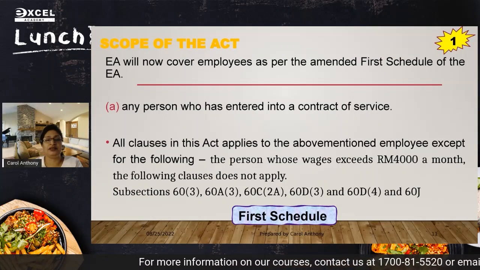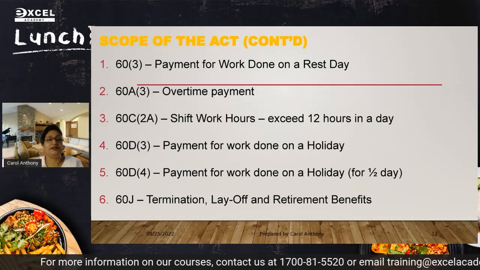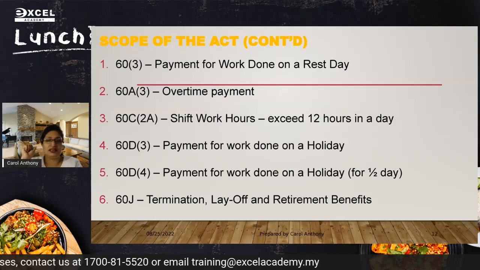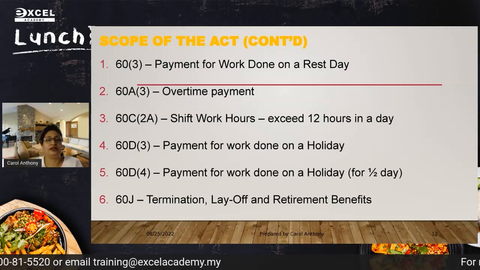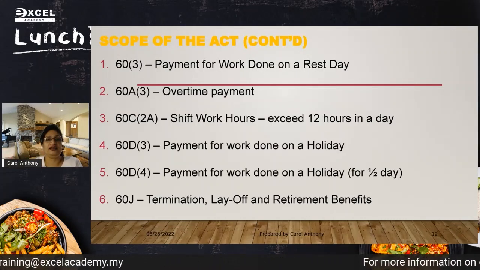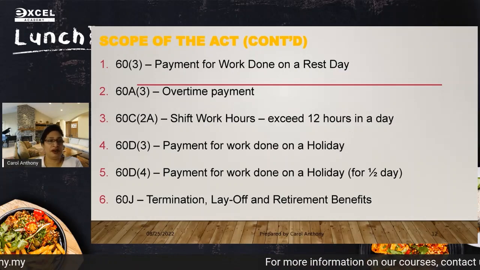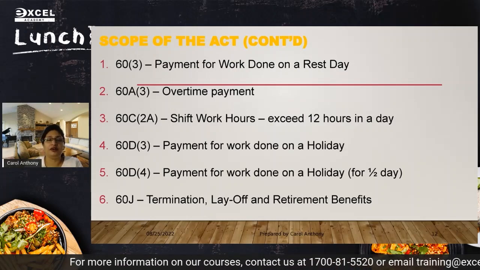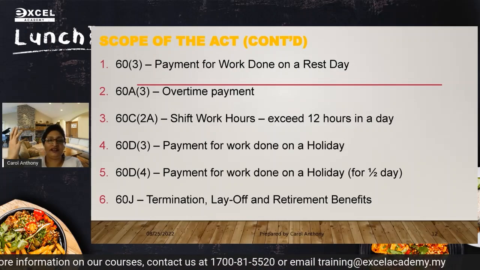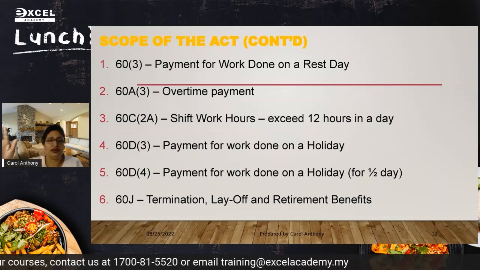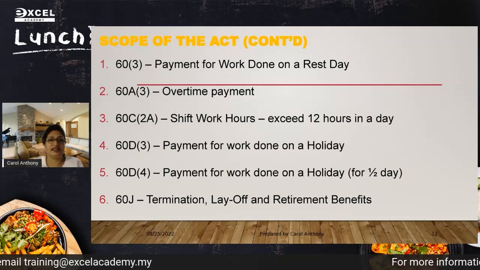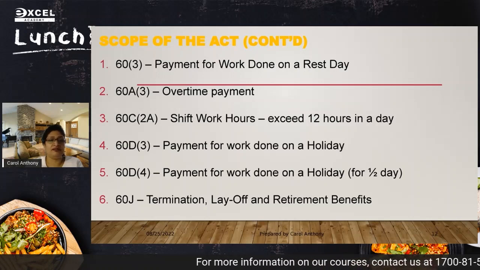All right, the first schedule is there. This one I've just put in summary. What are the exclusions? For more details, you need to refer to the schedule. Exclusion means they cannot ask for payment if they work on a rest day. Usually the rest day for office workers is Sunday. So those who are above 4,000 ringgit salary or wages, you don't have to pay them if you ask them to come to work on a rest day. Overtime is also excluded. Okay, you don't have to pay them overtime.